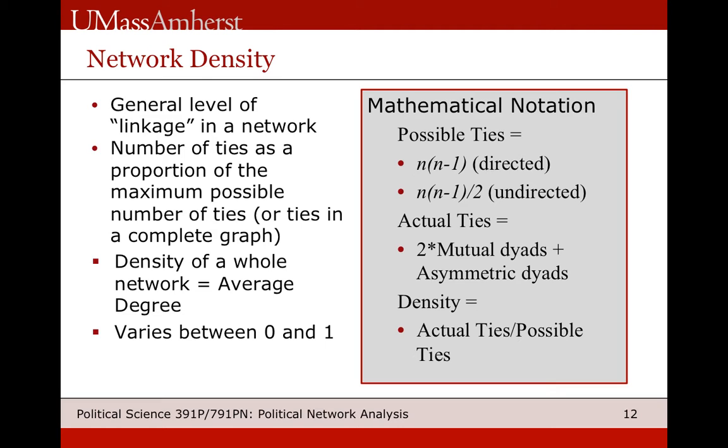You, in essence, have to divide the whole thing by 2 if you're dealing with undirected ties. And to calculate actual ties, we get this nice idea that you can do 2 times the number of mutual dyads plus only 1 times the number of asymmetric dyads, and then you divide this by your possible ties. That's what's very nice about the dyad census that we had you run: it's a nice way to calculate density.